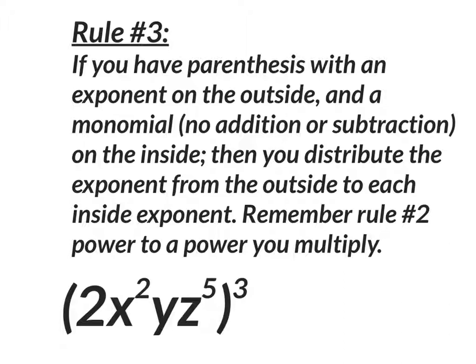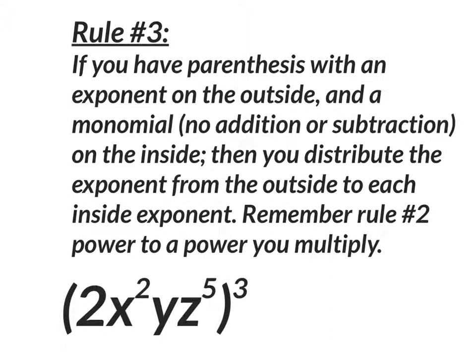It says if you have parentheses, down here you see an example with parentheses right here. If you have parentheses with an exponent on the outside, like right here, the exponent on the outside is 3. And it says, and a monomial. Now, I know we haven't gone over, maybe we did, a monomial is simply nothing but multiplication. That's actually one term right here, but that's because there is no addition or subtraction. So there is no plus or minus between any of these terms. It's all multiplication. That makes it a monomial.